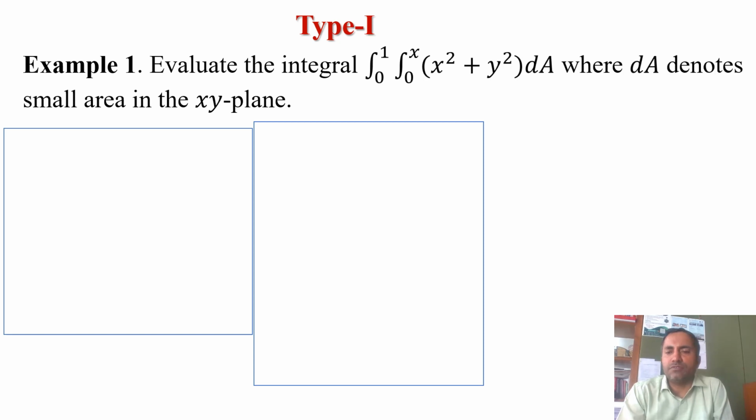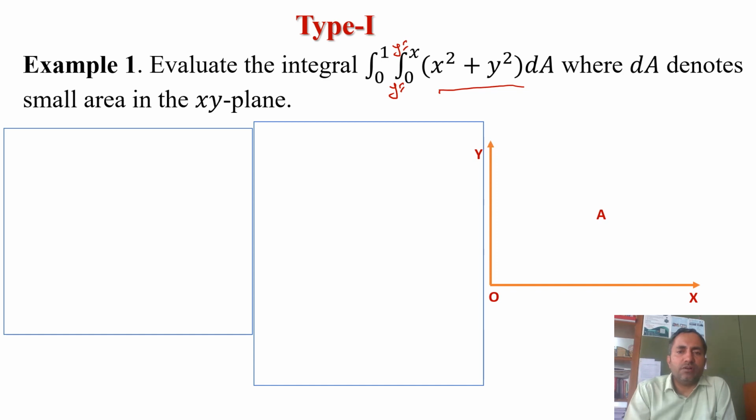Now come to the first question. Evaluate the integral from 0 to 1, 0 to x, of x square plus y square dA. Again, this is a task to find the limit because dA is given. As you know, you can write here y is equal to 0 and y is equal to x. So dA will be what? It is dy dx.